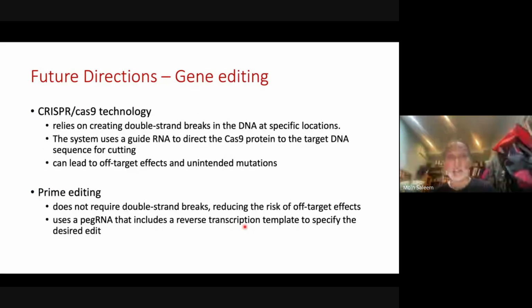And then there's gene editing. You'll all have come across gene editing in various forms, CRISPR-Cas technology. This is relying on double-strand breaks in DNA at specific locations using these CRISPR-Cas enzyme and targeting mechanisms. So you have a guide RNA that directs this Cas9 protein to the target, which cuts it, but it can lead to off-target effects and unintended mutations. So that's not yet, or it's just starting to be used in the clinic. There's one very recently approved for sickle cell disease.